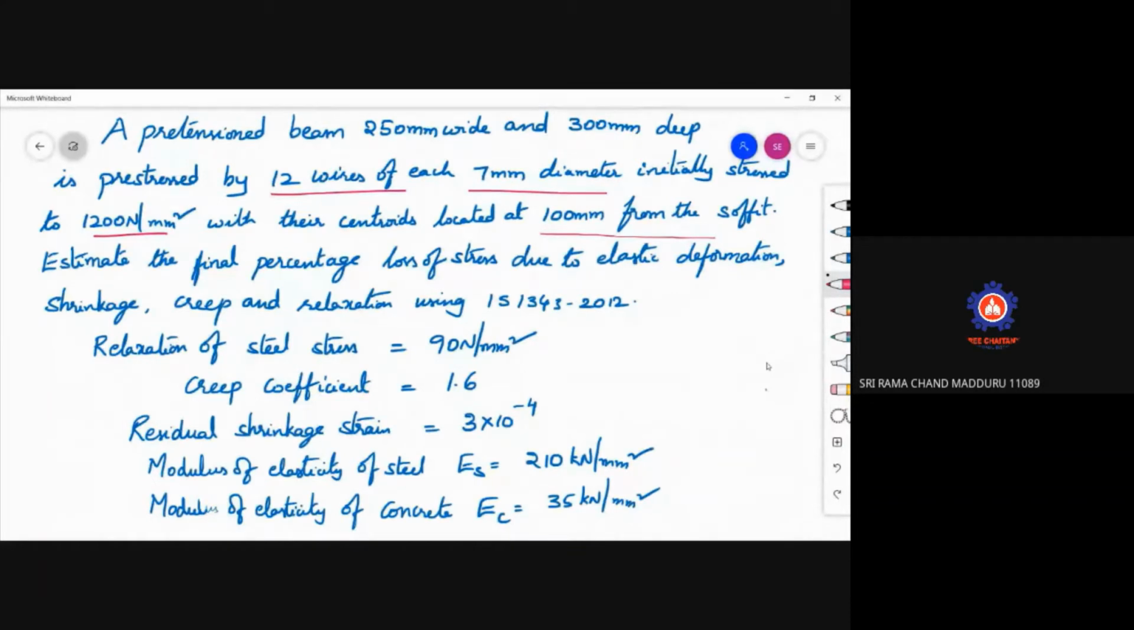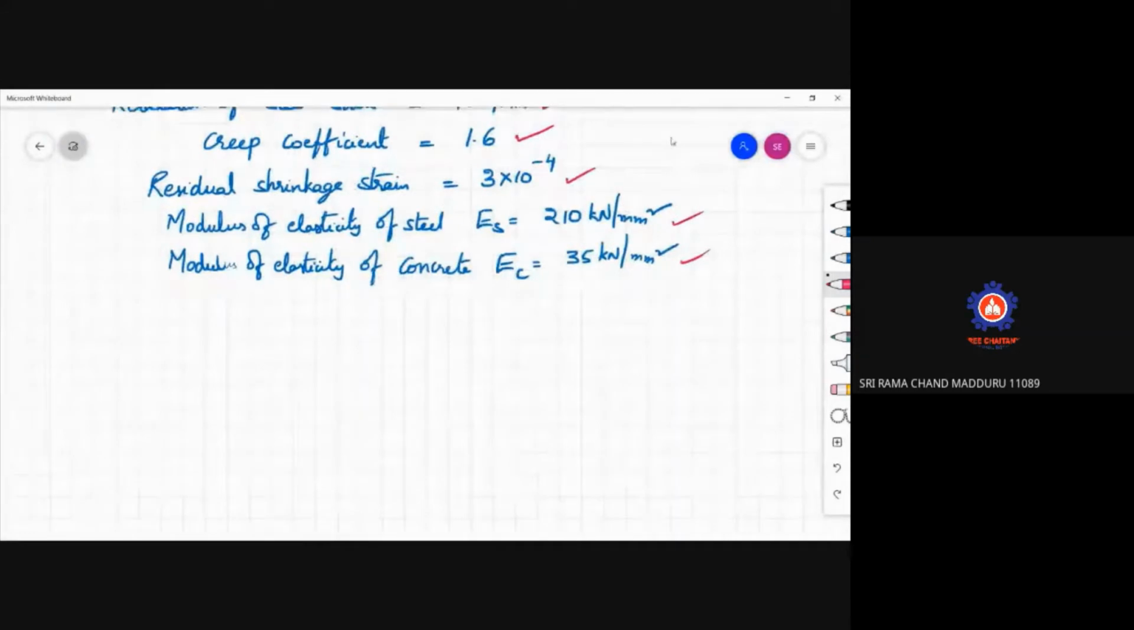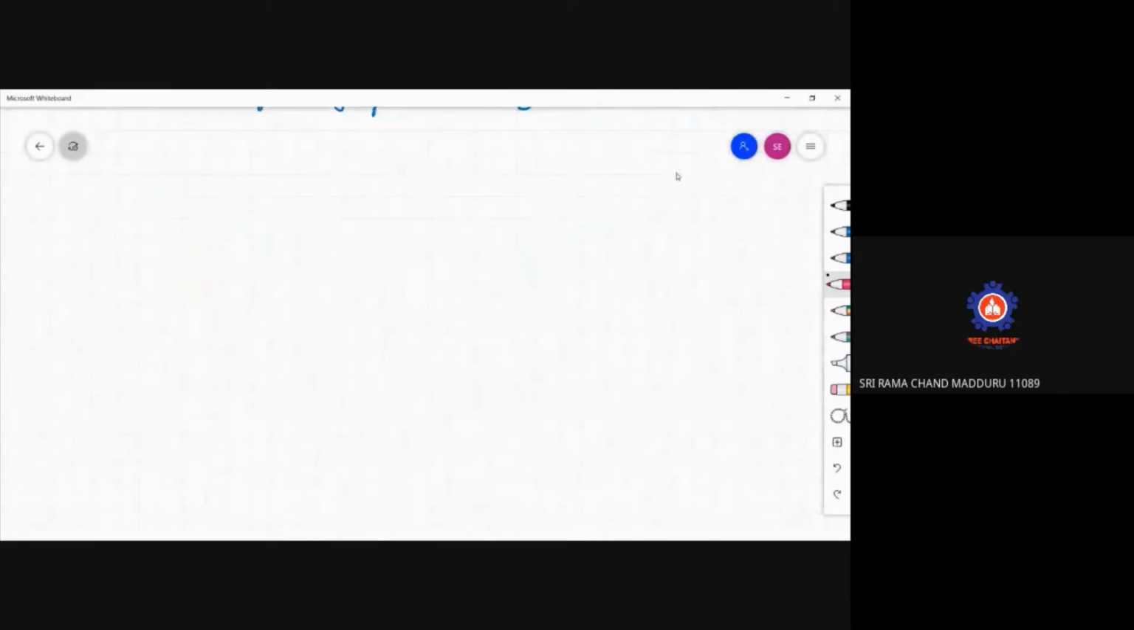So here the relaxation of steel stress 90 Newton per mm square is given. Creep coefficient is given 1.6. Residual shrinkage strain is given 3 into 10 power minus 4. Then modulus of elasticity of steel as well as modulus of elasticity of concrete are given. So we'll write down the given data. So with this given data, do we require anything? We'll see. So first of all, given data.